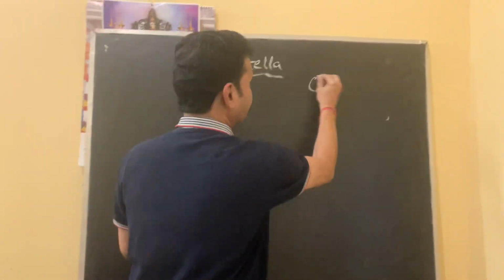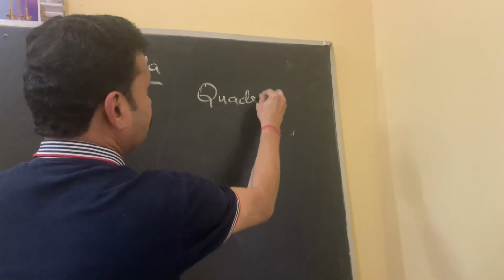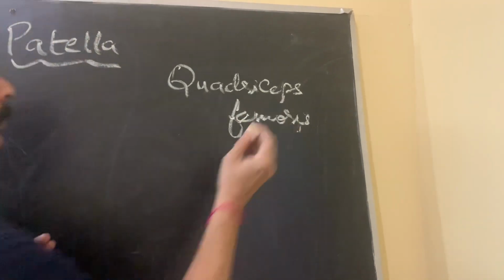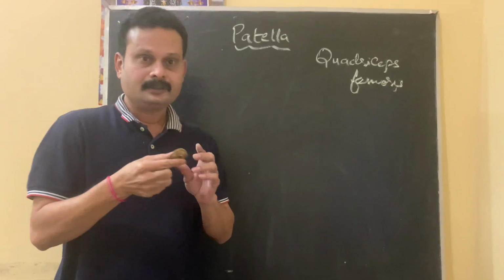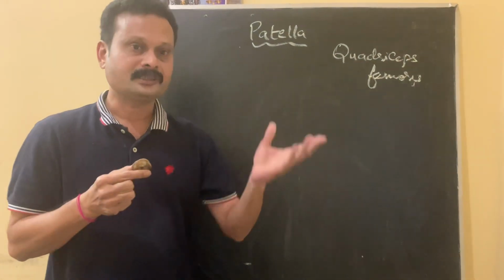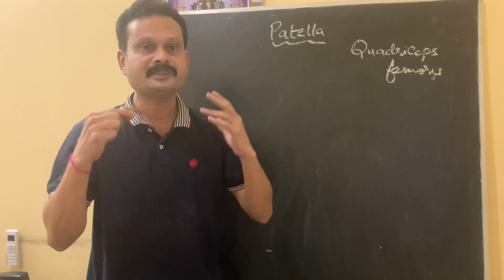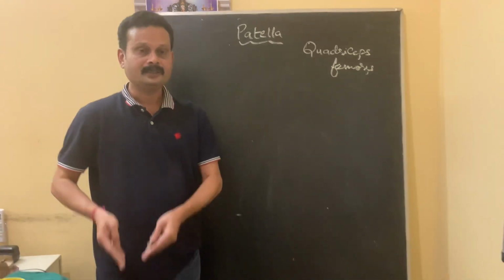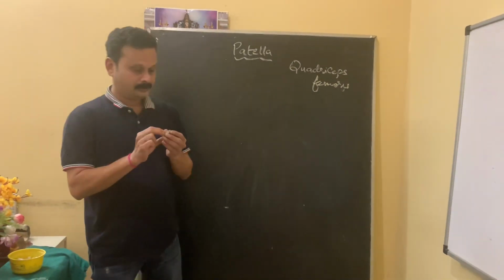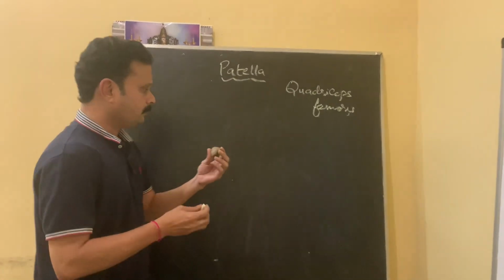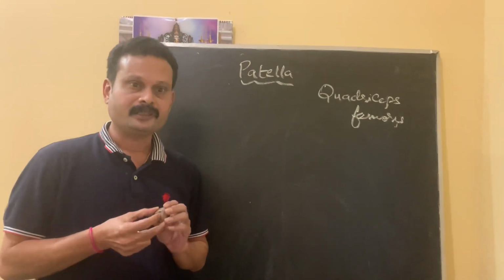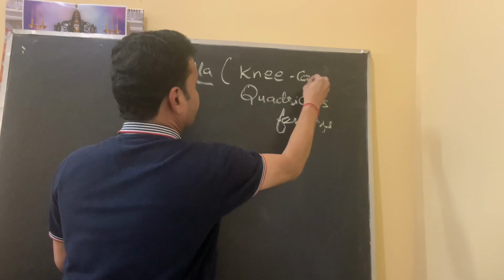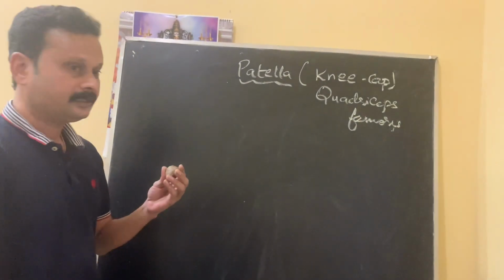So within the quadriceps femoris muscle, it grows like a seed. Since it is a sesamoid bone, the word sesamoid is derived from Arabic, which means seed. So it grows like a seed due to the contraction of that particular muscle called quadriceps femoris. Since the patella is present in front of the knee joint, it is also called the kneecap.